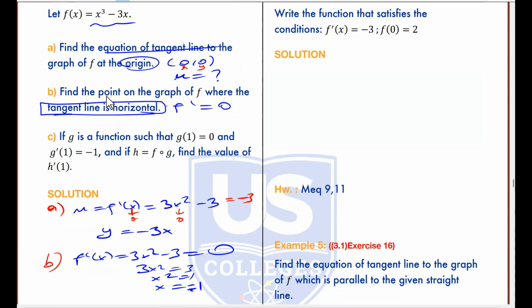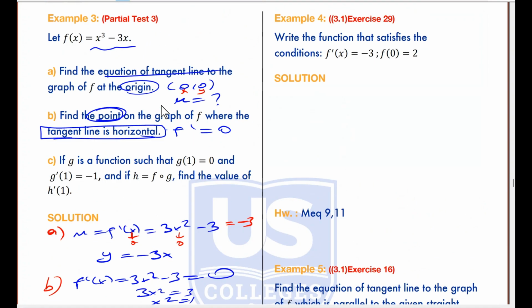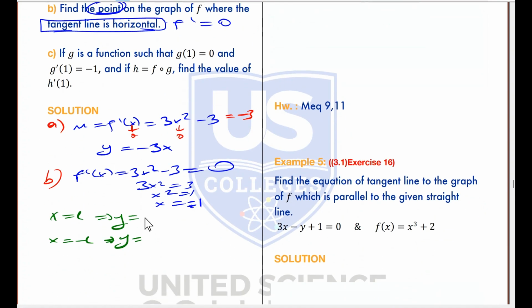I am asked to find points. I have 2 x values, so I will find the points. You know how to find points. When x is 1, what's your y value? When x is -1, what's your y value? So 1 by 1, let's try. x cubed minus 3x. 1 cubed minus 3 times 1, which is -2.